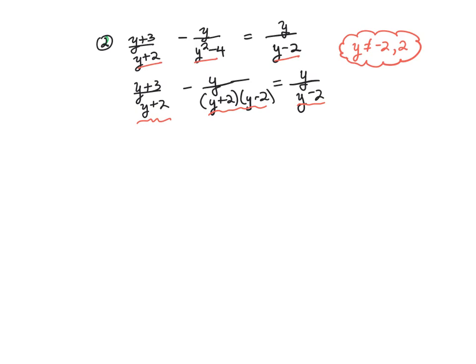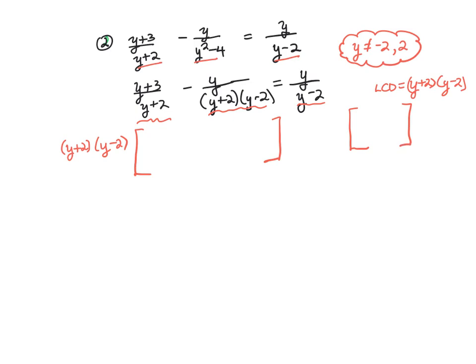Now, by factoring the denominators, we can see that the least common denominator here is just y plus 2 times y minus 2. So let's multiply each side by the least common denominator, and let's see what happens, using the multiplication property of equality again. And we'll rewrite this one in black.